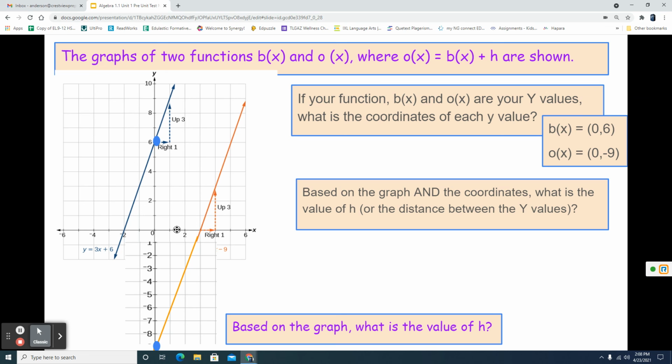Our b of x function is (0, 6). Easy enough. Start at the origin, and we just go straight up to 6. For orange, start at 0. You have to go all the way down to -9, down here. So based on the graph and the coordinates, what is the value of h, or the distance between our two y values? You're counting from 6 all the way down to -9. Our h is 15. 15 is the difference between our two y values.